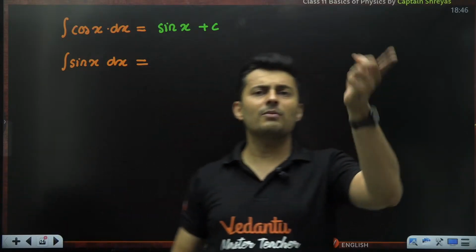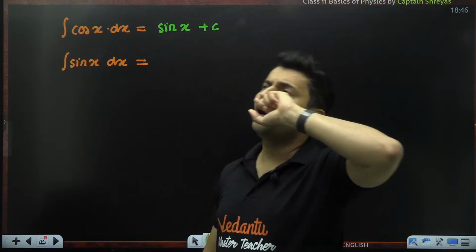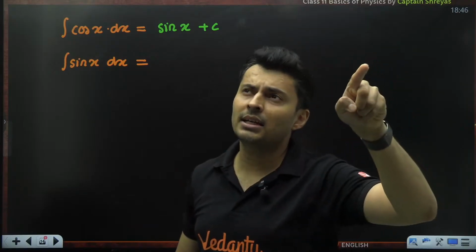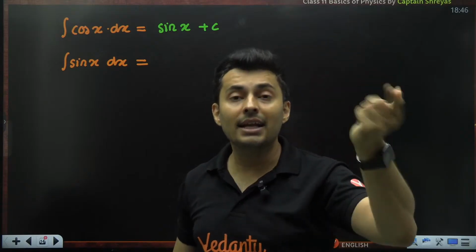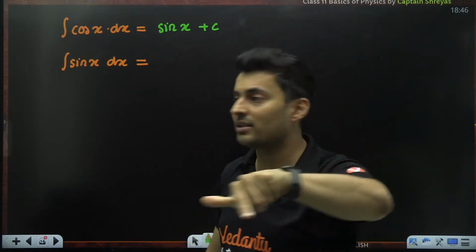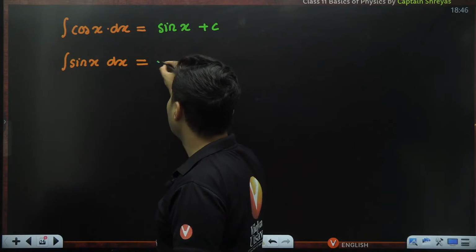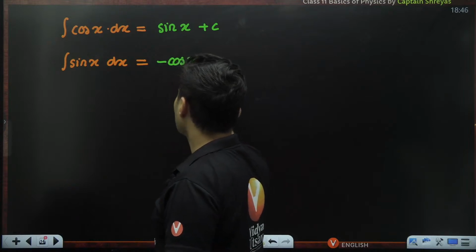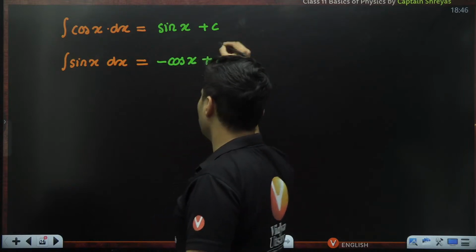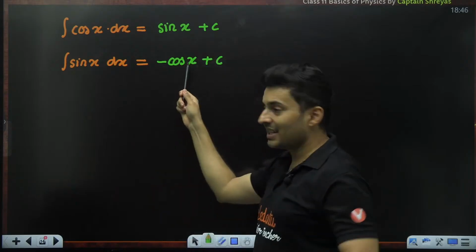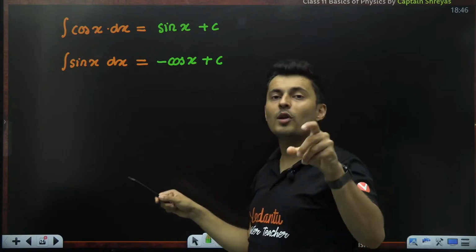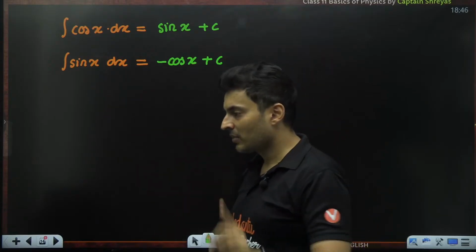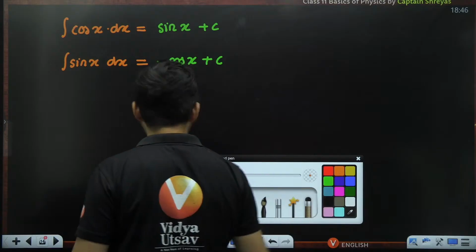Whose derivative is sine? Cos derivative is negative sine. So if I have negative cos, its derivative will be negative of a negative, which will become positive. So shouldn't it be negative cos x plus c? Because cos x's derivative is negative sine. So this negative with that negative will make it positive sine. Is that right? Everyone with me?